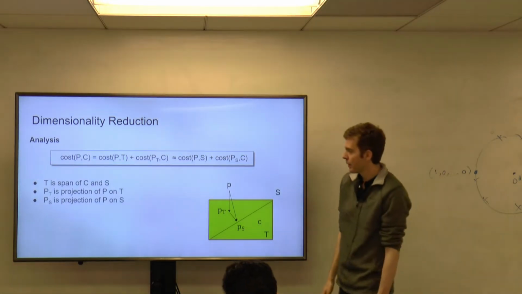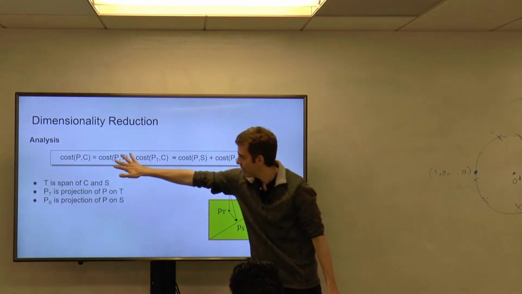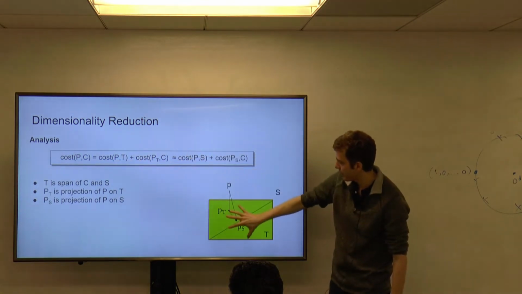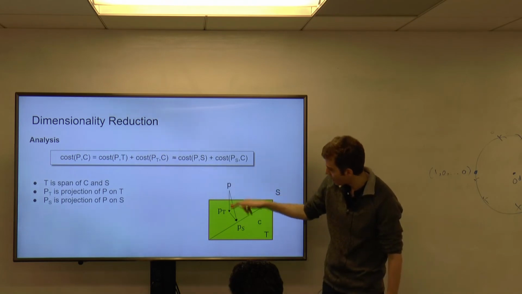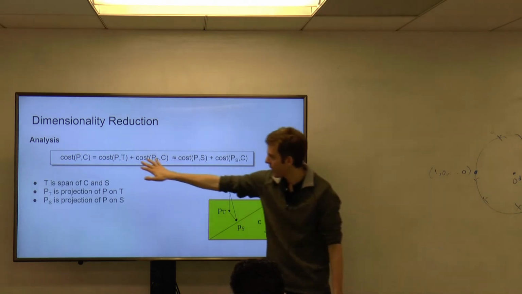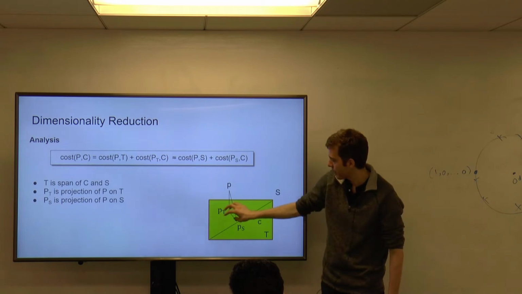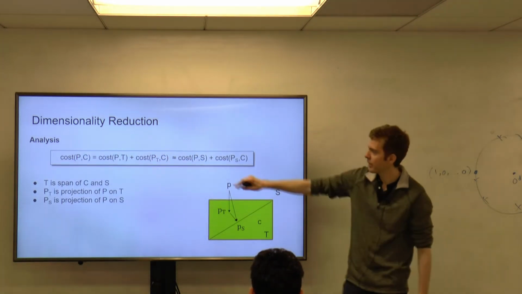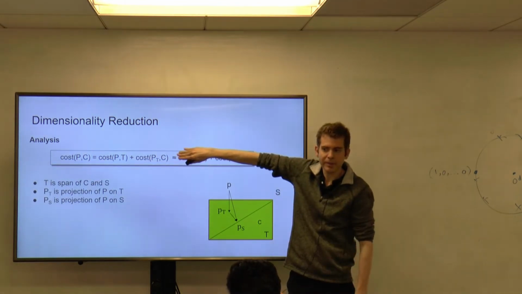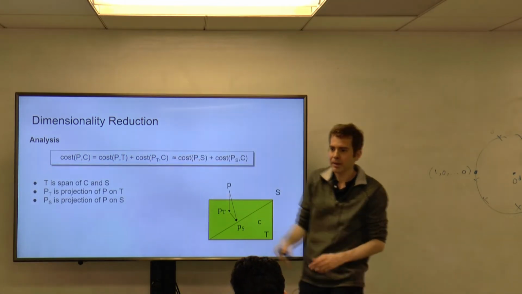So the cost of P, T is the cost of moving the points to the space T, where P sub T is the projection of the points onto the space, and so I get plus the cost of moving the points inside of the space to the centers. Is this equality clear? That's the Pythagorean theorem.